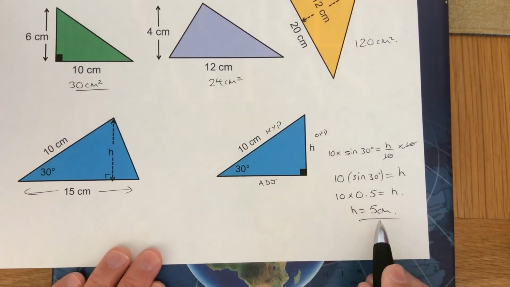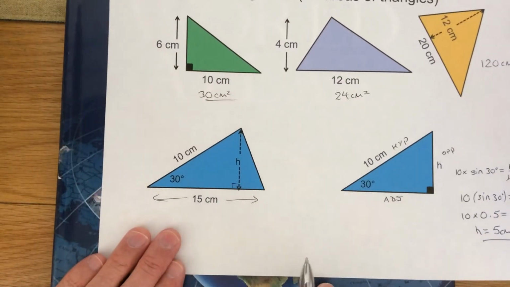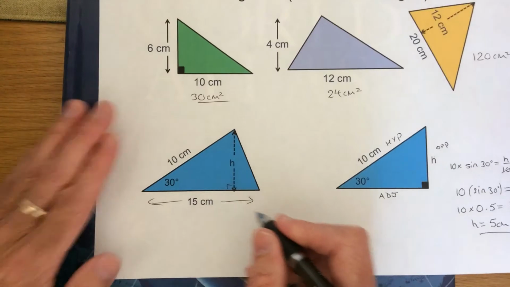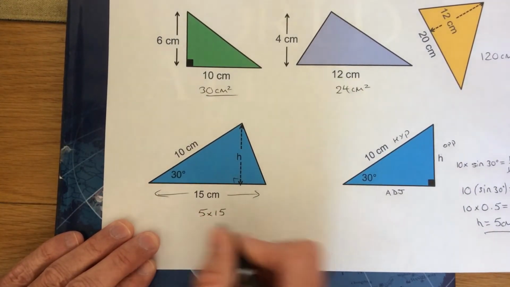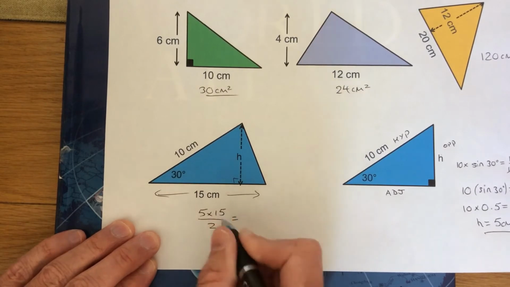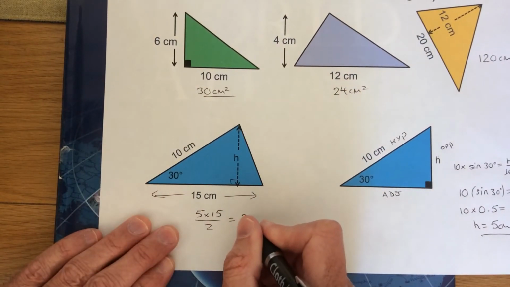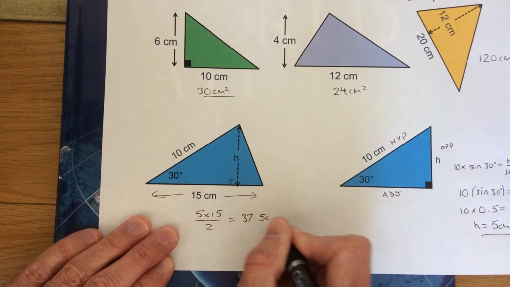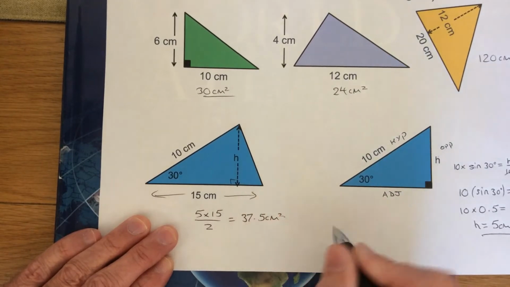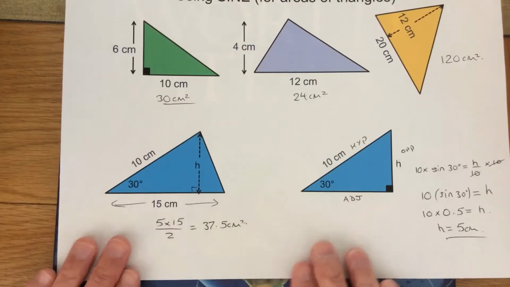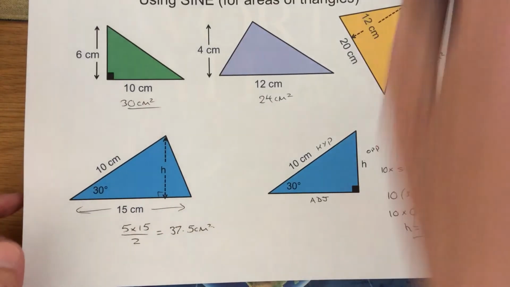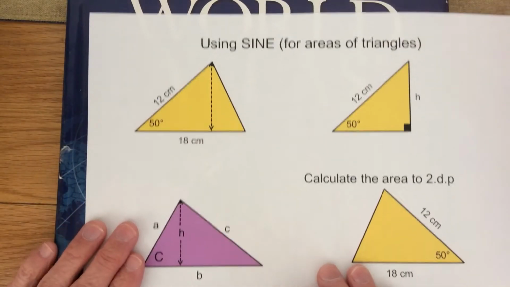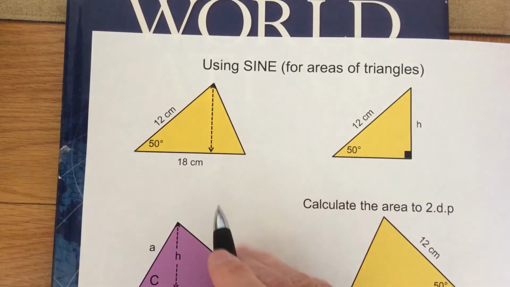So now I can use that back in here. I know the height is 5, so essentially it's 5 times 15, the base, divided by 2. 75 divided by 2 is 37.5 centimeters squared. All right, hopefully you're okay with that. Let's just move on and try it, just to make sure it's not a fluke. Let's try it with this one, okay? Same thing.